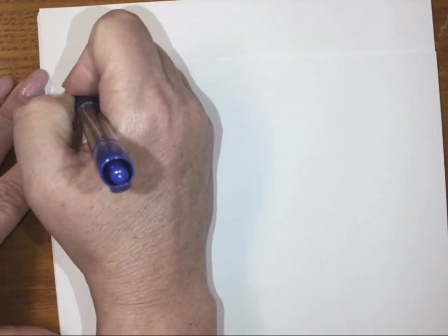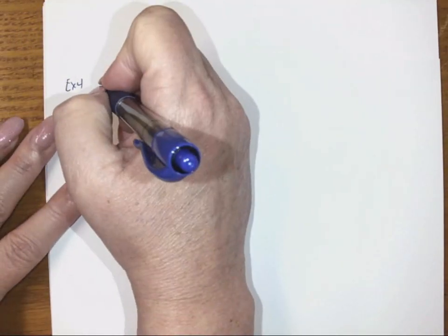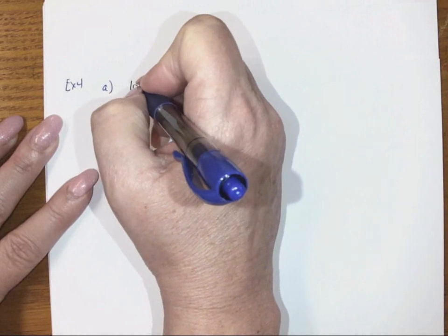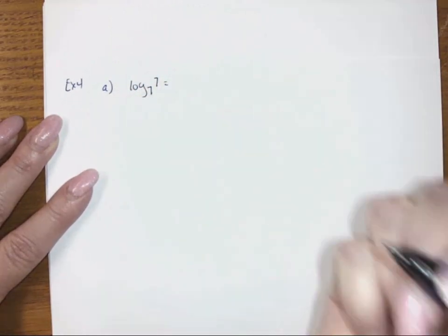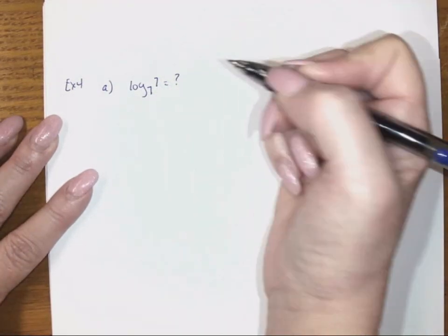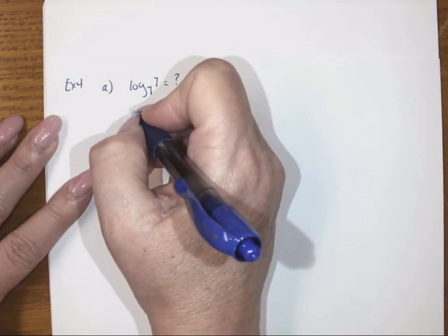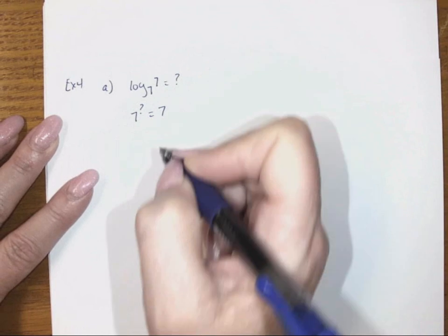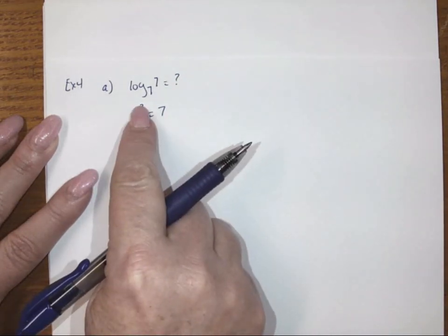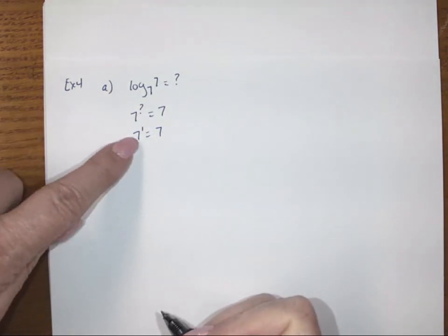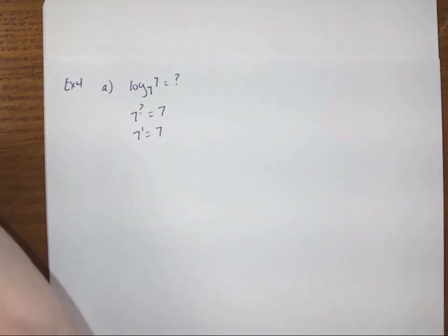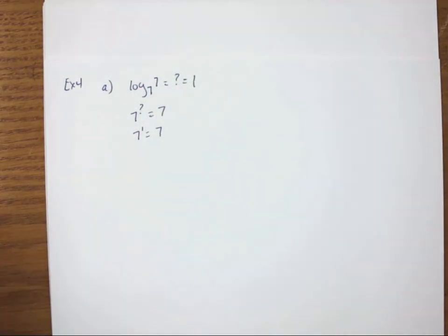So this will be example 4. If we have part A, we have log base 7 of 7 is equal to what? So if we change this to exponential, we get 7 to what power equals 7? Well, 7 to the first power equals 7. So that's where we know it's going to be equal to 1.